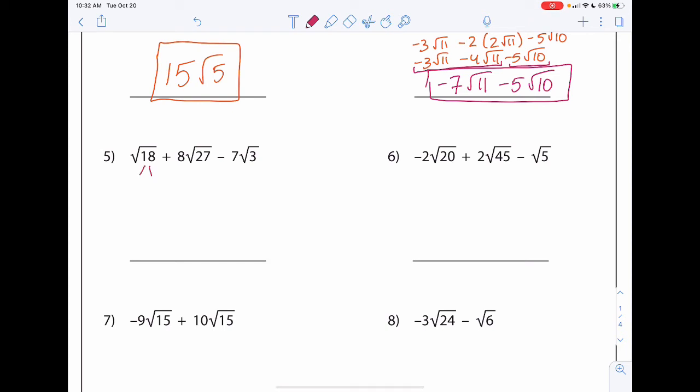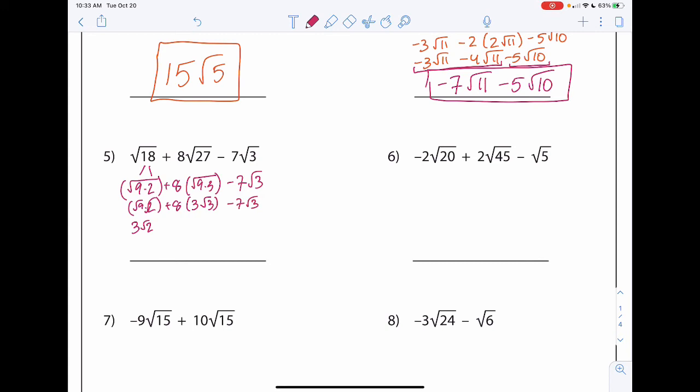18 has a perfect square factor of 9, so I immediately think this is 9 times 2. Then this, the 8 radical 27, I'm going to rewrite that as 8 radical 9 times 3. And then this radical 3 I cannot simplify, so it stays. Now the square root of 9 times the square root of 2 is really 3 radical 2. And this will be 3 radical 3. And this stays the same.